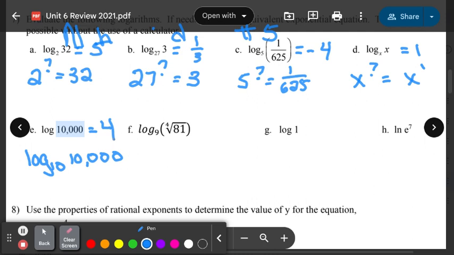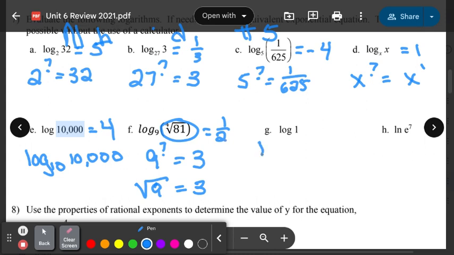This one, log base 9 of the 4th root of 81. So the 4th root of 81 is actually 3, because I know 3 to the 4 is 81. So 9 to the what gives you 3? Well, we know the square root of 9 gives us 3. So that exponent is actually a half.